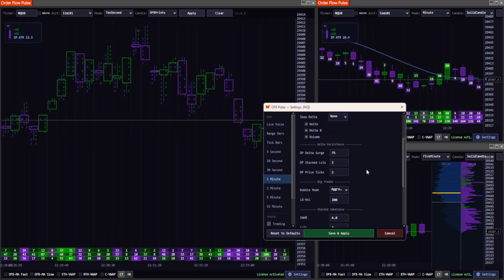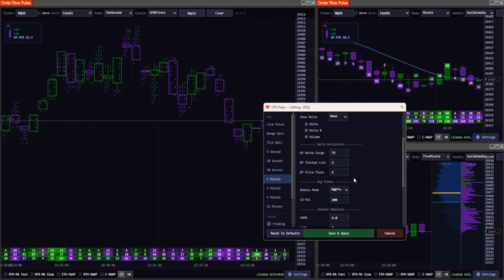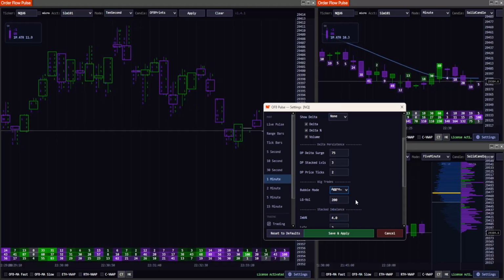Now on the 1 minute, I have the bubble mode set to aggregated. Not one order, but aggregated. That's large volume of 200. So that's 200 contracts within 100 milliseconds. It will show a bubble.